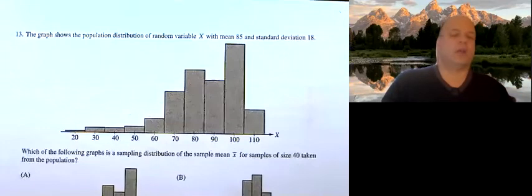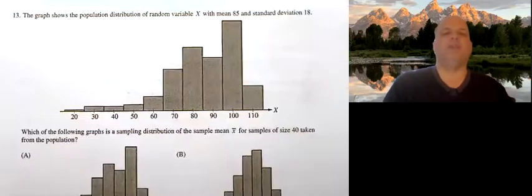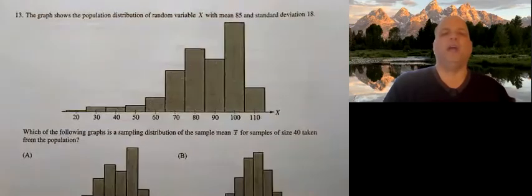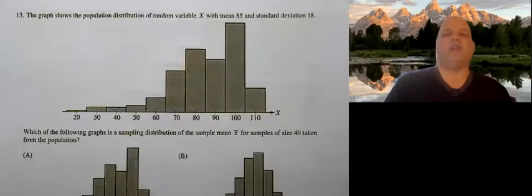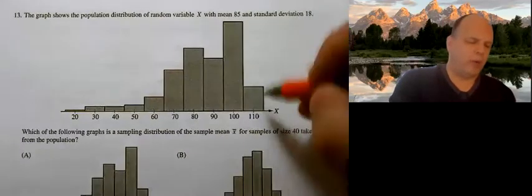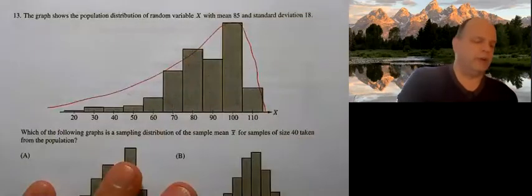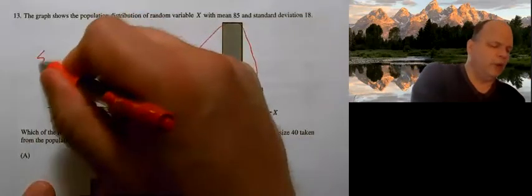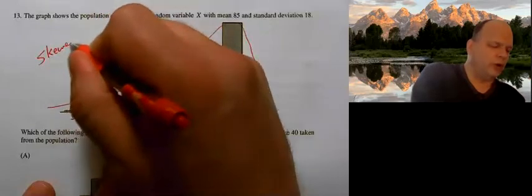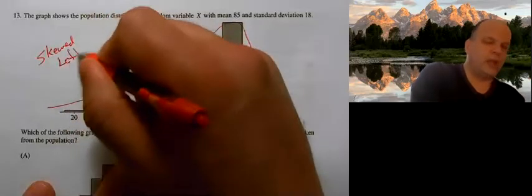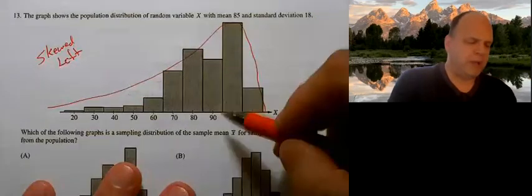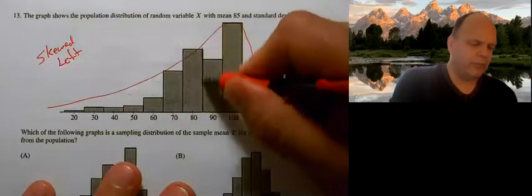All right, number 13. The graph shows the population distribution for a random variable X with a mean of 85 and a standard deviation of 18. And by the way, when I look at this, I go, you know what? Just as a reminder, stretch to the left. So skewed left.